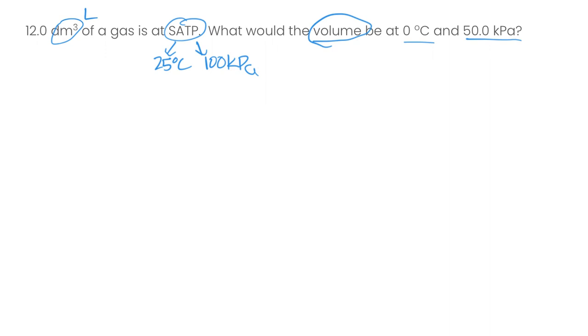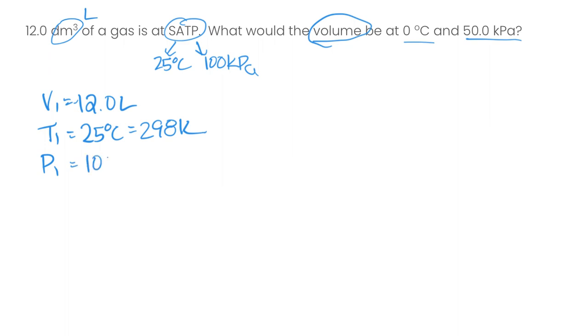A good place to start is to list out what we know. So V1 is 12.0 decimeters cubed or liters. T1 is our temperature at SATP, which is 25 degrees Celsius, or putting that into Kelvin, that's 298 Kelvin. And our P1 is standard ambient pressure, which is 100 kPa.